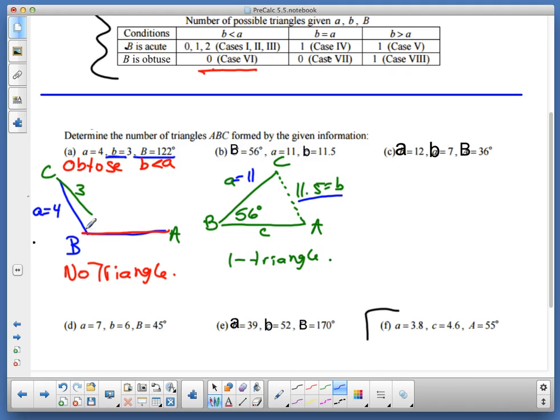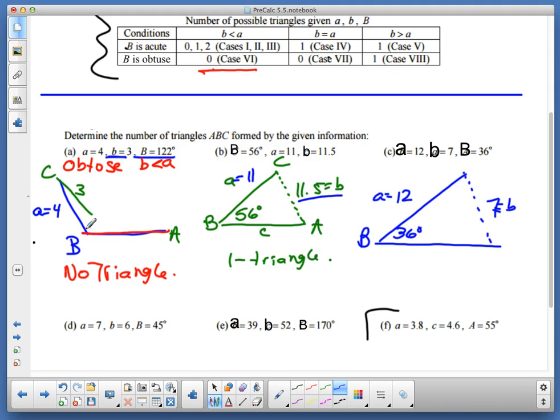And this next one, in C, excuse me, I've got B is 36 degrees. Opposite of B is 7. Now, I'm coming down here, I've got a 7, and this is a 12. That's my A, this is my B. I'm not quite sure if it's one triangle or two, because that B is smaller than my A provided. The A is 12 and the B is 7.